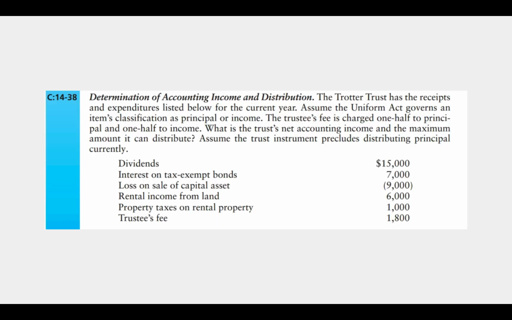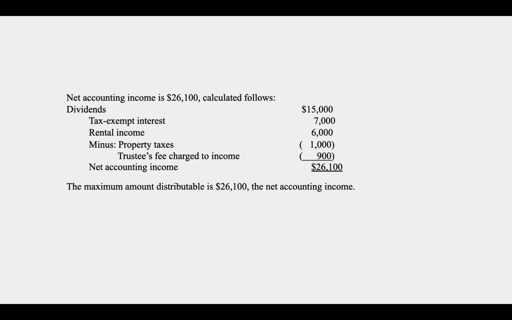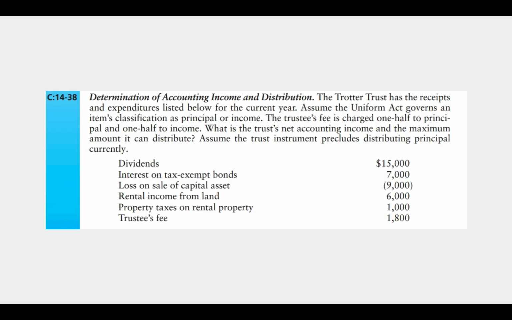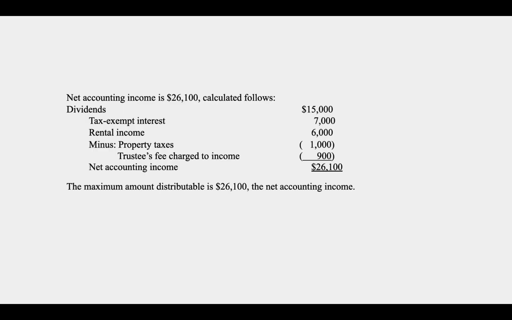And it tells us in the problem that we allocate the trustee's fees half and half. So here we have a trustee fee of $1,800. We allocate it half to income and half to principal. Notice also we did not include this loss on the sale of a capital asset because that is allocated only to principal. So here our accounting income, which is going to differ from our tax income because we have tax-exempt interest and all of that, is going to be $26,100. And this is the maximum amount we can distribute, the $26,100.